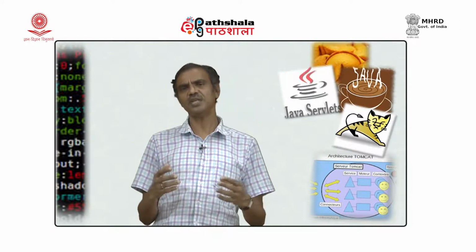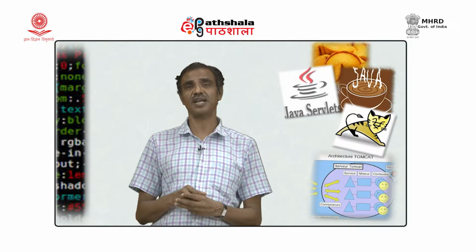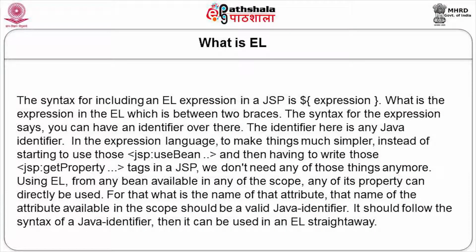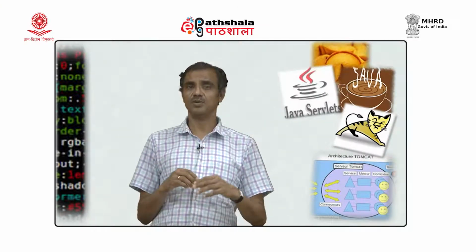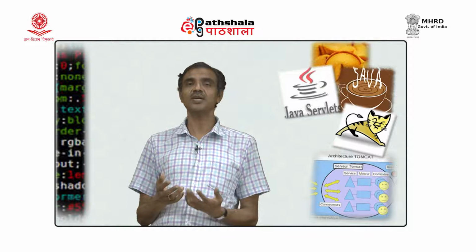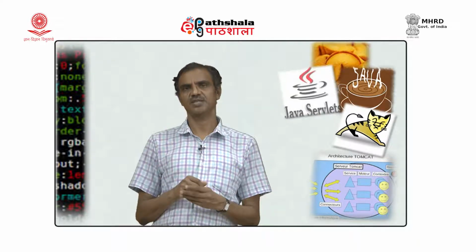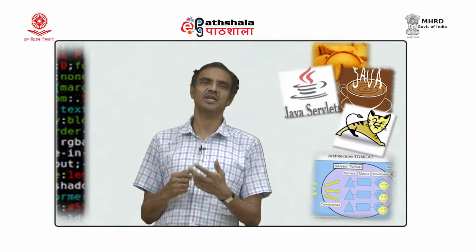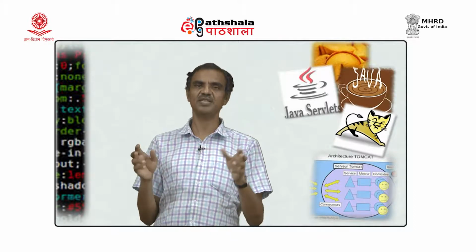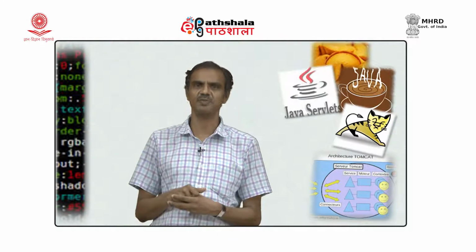The syntax for an expression language, if you want to include it in any JSP, is a dollar sign followed by braces, and within the braces you write an expression. That is what we call EL, expression language. So now in JSP you can also include an expression language. Now, what is the expression inside it?